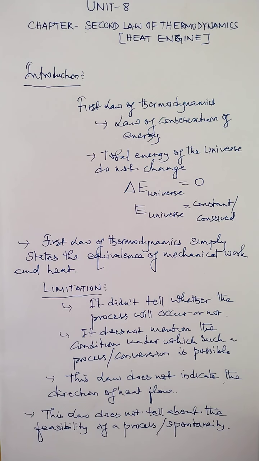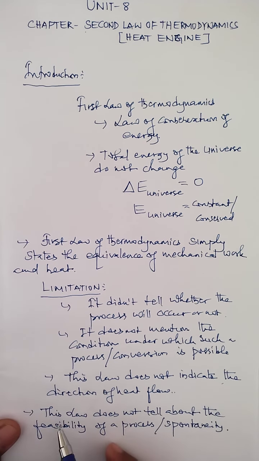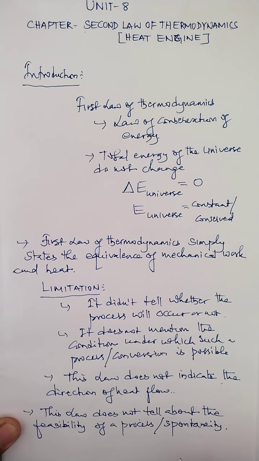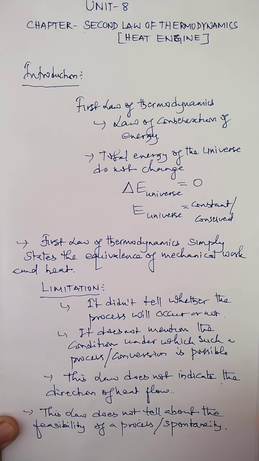And children, there is another point we need to keep in mind, which is also a limitation of the first law of thermodynamics. The first law does not tell about the feasibility of a process, or about spontaneity, which means which process is feasible in real life or nature was not explained by the first law. In a simple way, this is one of the limitations which led to the formation of what law? The second law. That's why the second law gives the direction to the first law.